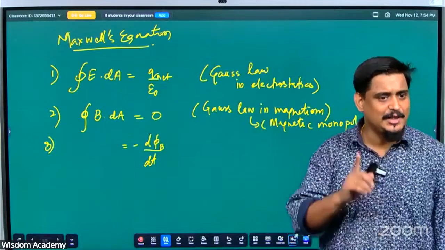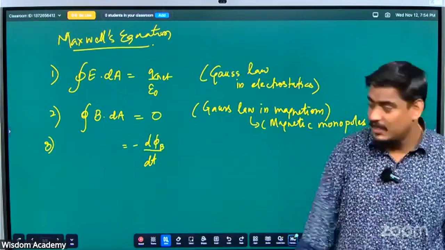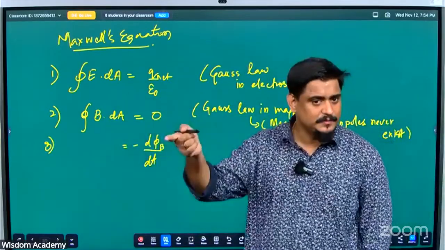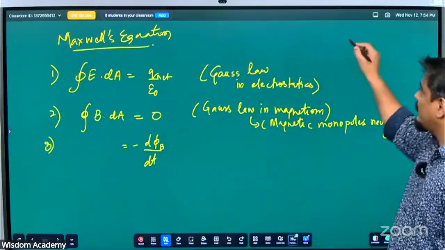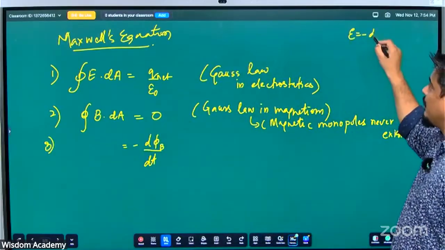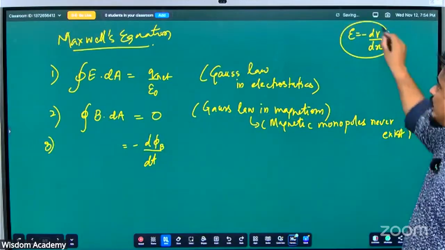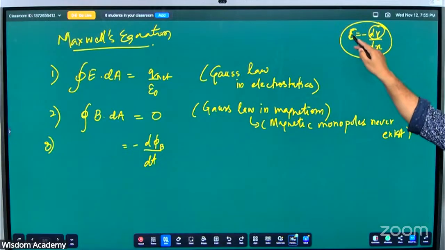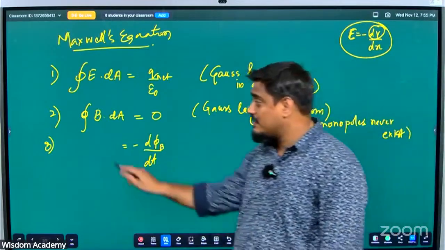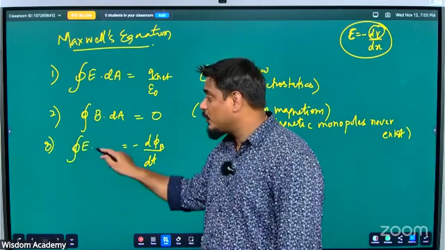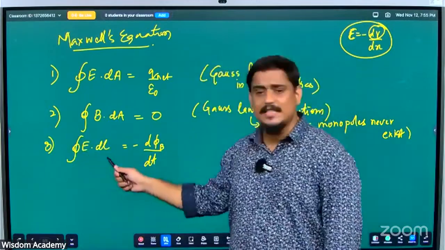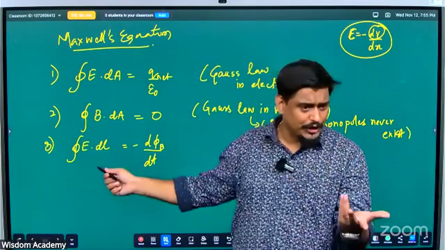Faraday's law says that induced EMF is the rate of change of magnetic flux. So you know that EMF can be written as electric field into length. Second chapter. You know that E is equal to minus dV by dx, isn't it? So electric field is always equal to electric potential by distance. So if you want to write electric potential, it will be electric field times distance. So I can write integral of E dot dl. Remember like this. Electric field into distance will give you electric potential, that is EMF.